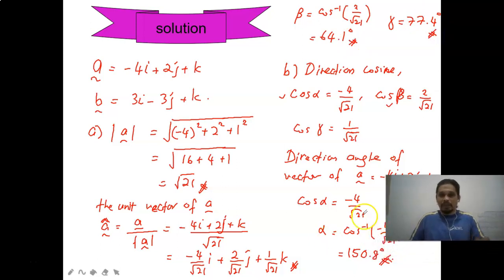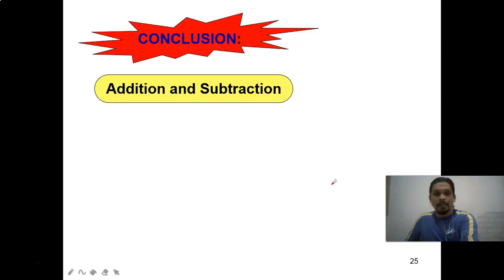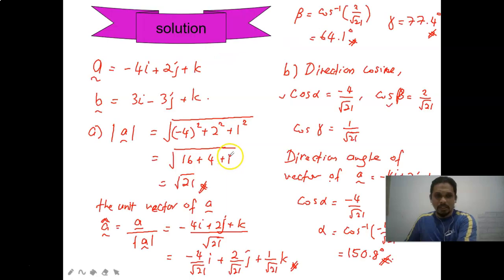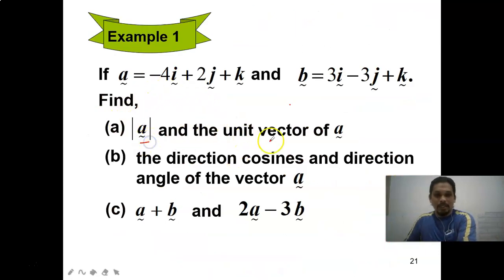Okay, so we got three values of the direction angles of vector A: alpha, beta and gamma. We reach the conclusion, and I think we are almost at the end of the lecture now. Wait a minute, I only answered question A and also question B. So I forgot to continue with question C. Okay, never mind.